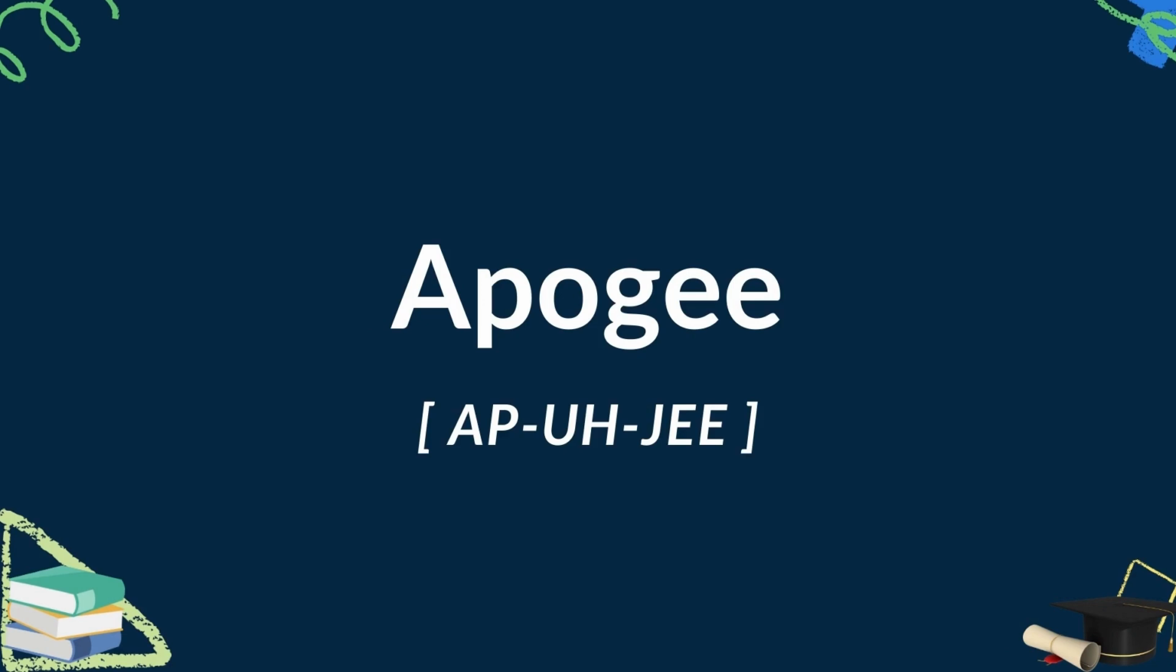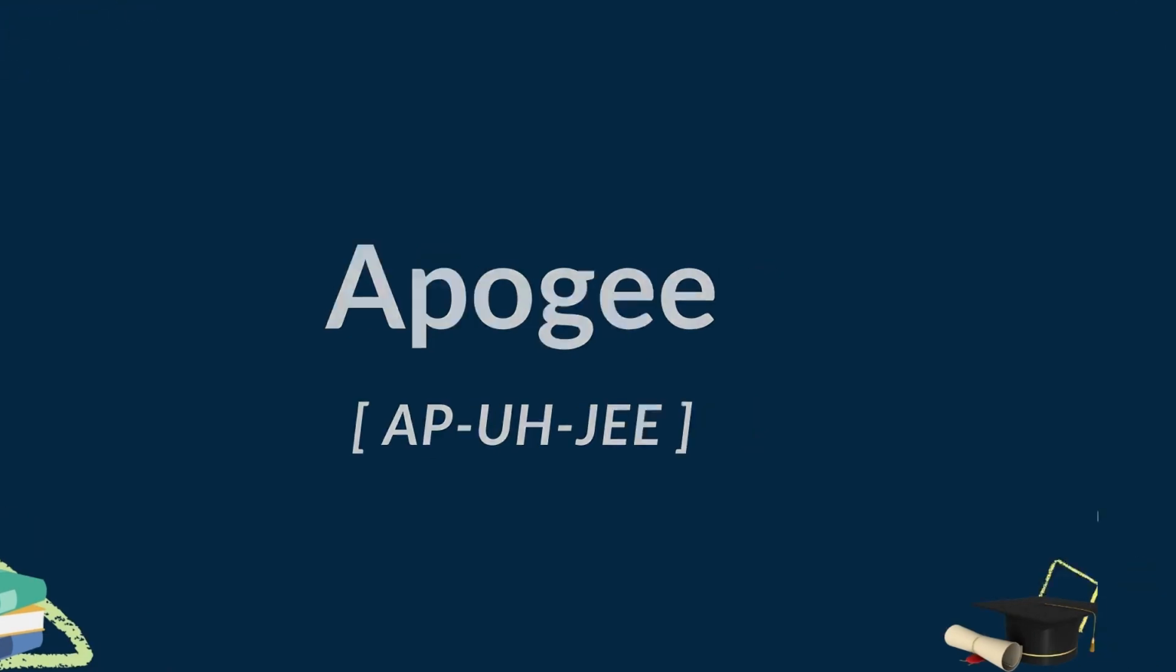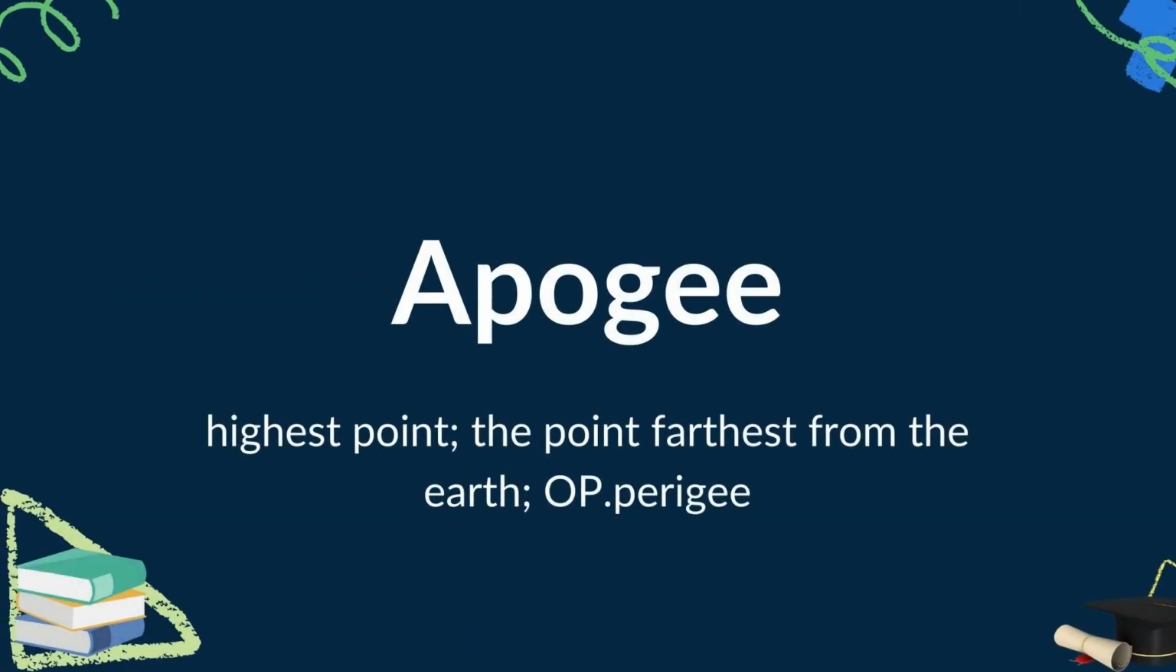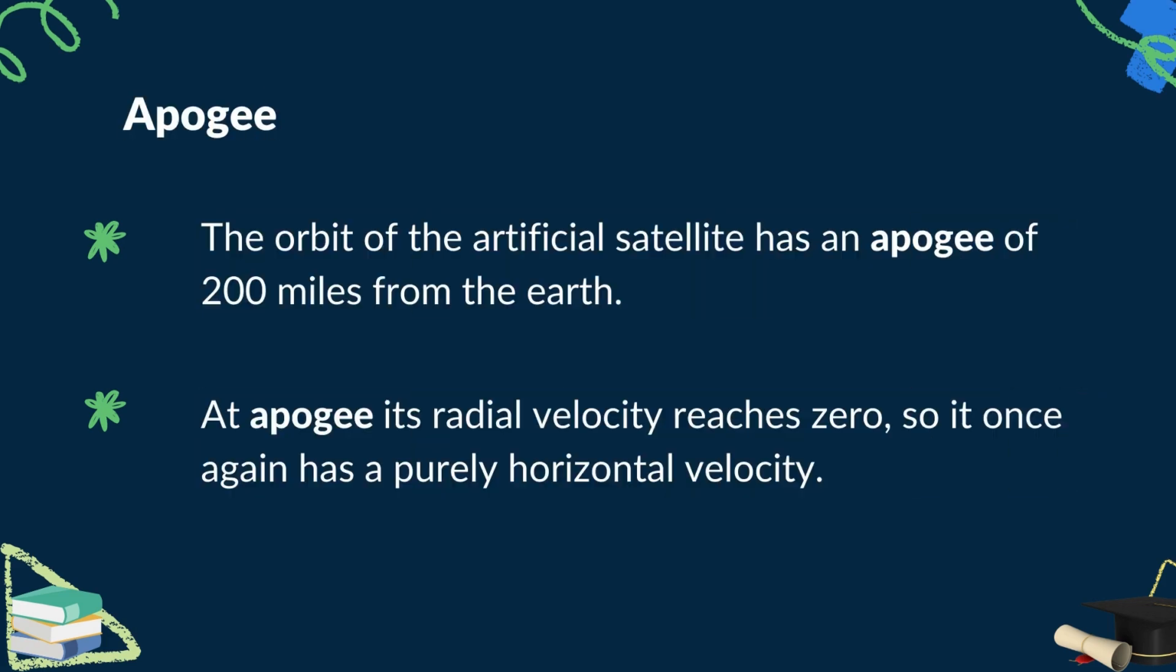The next word is apogee. A-P-O-G-E-E. Apogee. Apogee means highest point, the point farthest from the earth, opposite perigee. Here are some ways you can use the word in a sentence. 1. The orbit of the artificial satellite has an apogee of 200 miles from the Earth. 2. At apogee its radial velocity reaches 0, so it once again has a purely horizontal velocity.